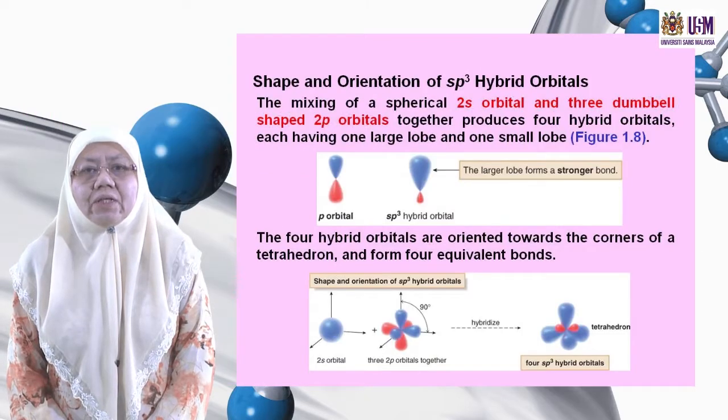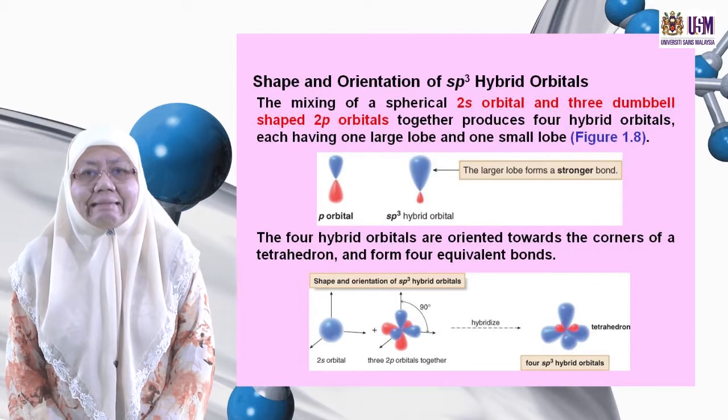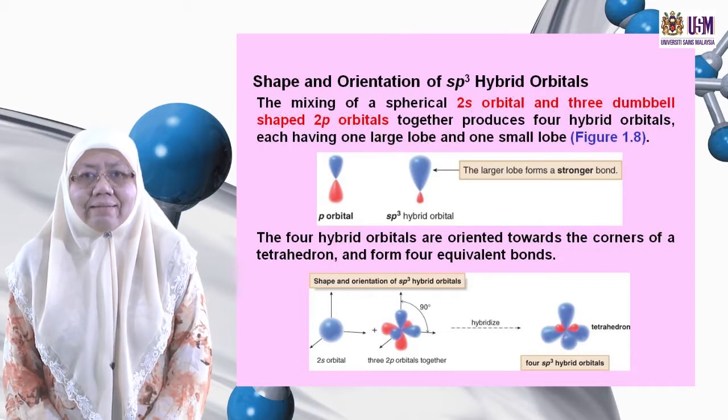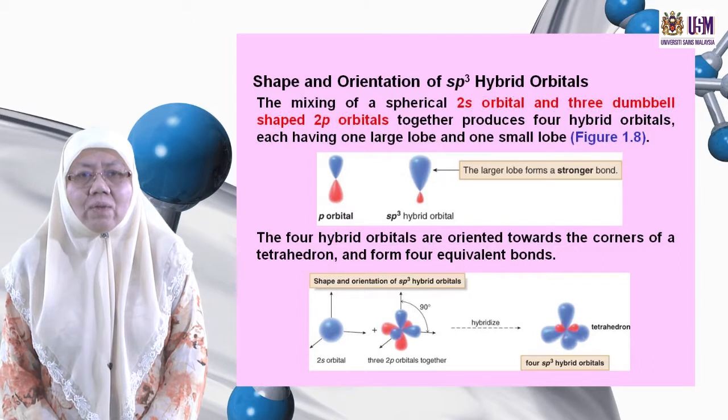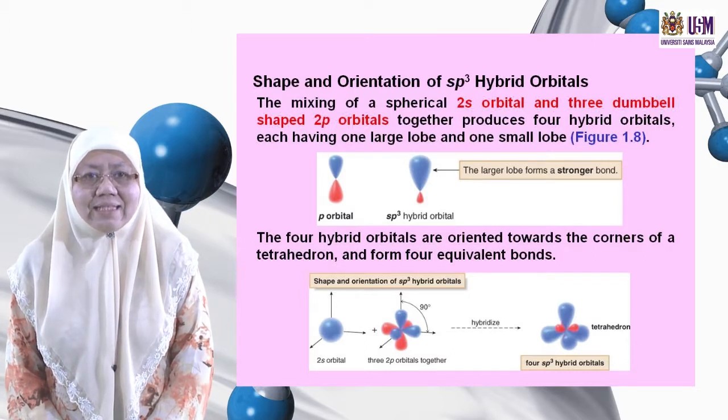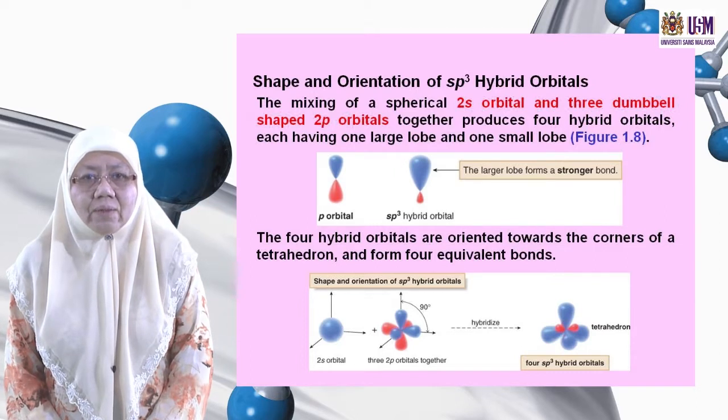To describe the shape and orientation of sp3 hybrid orbitals, we would have to look at the spherical 2s orbital and the 3 dumbbell shaped 2p orbitals. When they are hybridized, we will see that the new orbital that is formed will have 1 large lobe and 1 small lobe, as in the diagram. A p orbital would have 2 lobes of the same size, but an sp3 hybrid orbital has a small lobe with a big lobe, and the larger lobe forms a stronger bond.